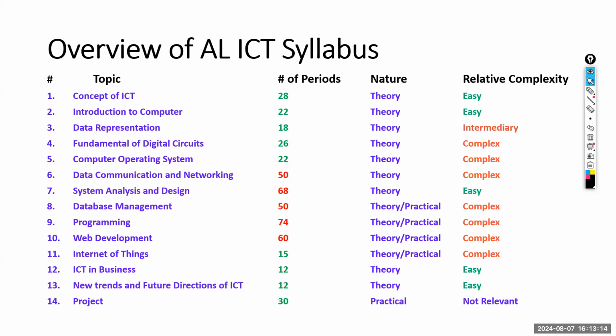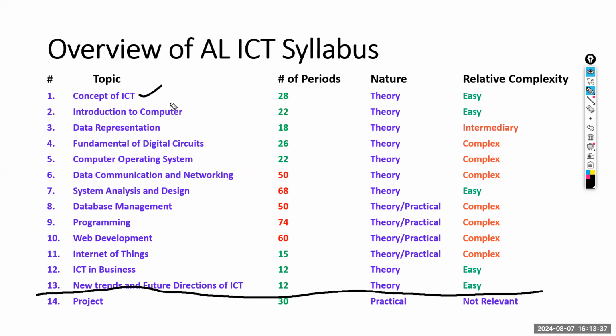Right. So this is the overview of the A-level ICT syllabus. It is basically something like a computer science syllabus in other countries. You have 13 topics. The 14th one is not actually a topic, it's a project which is optional. So we'll take 13 topics. Out of those 13 topics, we have the concept of ICT.